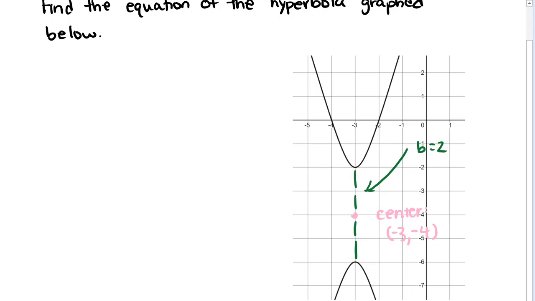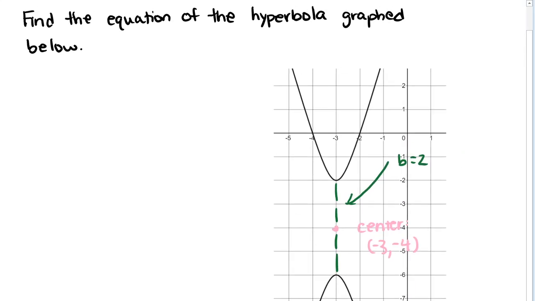And you might feel like you want to sketch out the asymptotes and approximate the value of a, but we can actually find the value exactly. All right, so here maybe we can write out what we have so far and see if we can draw any extra conclusions. So here, this is a vertically oriented hyperbola, so we have y minus the y value of the center, so y plus 4 squared over b squared, that's 2 squared, which is 4, then minus x minus the x value squared, so x plus 3 squared over a squared. We don't have a, and this is equal to 1.